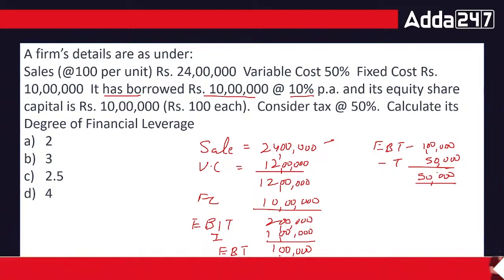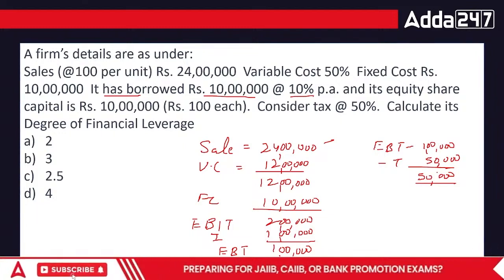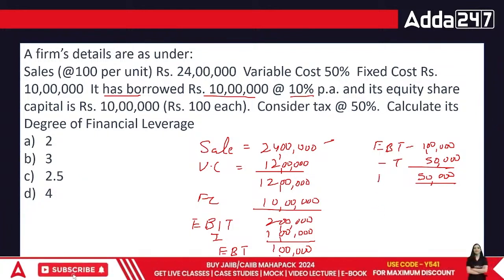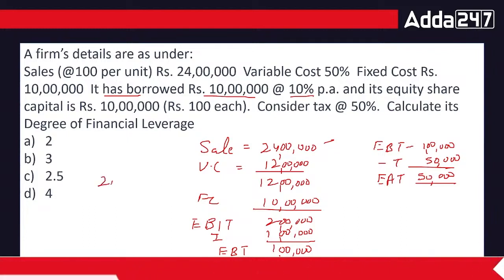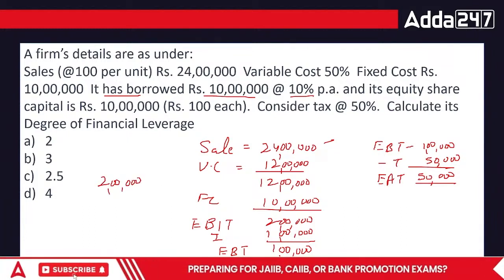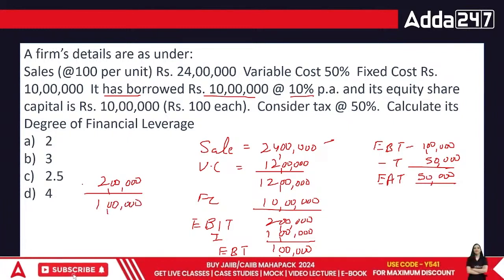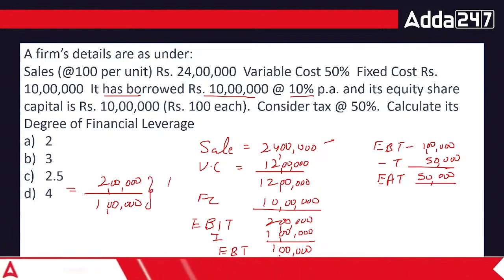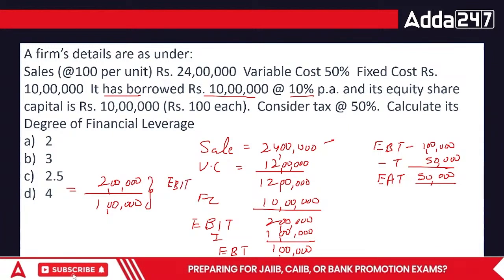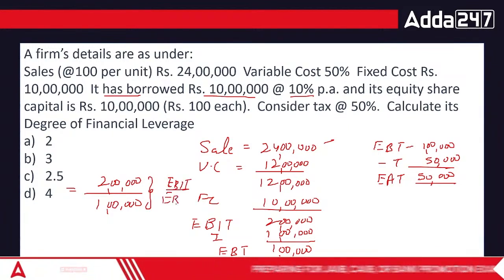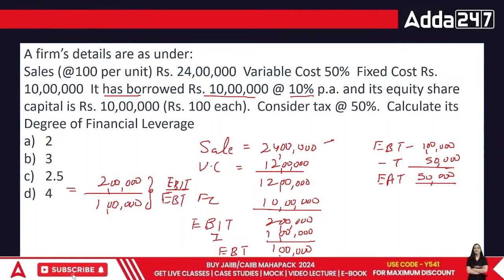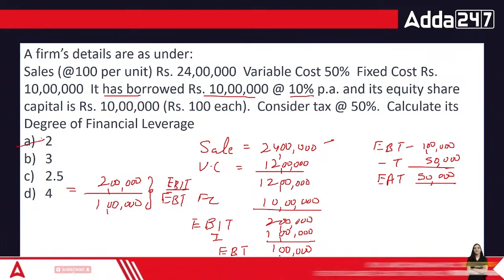So this is EBIT upon EBT. I've calculated everything for you. The basic reason is that you should understand how to go through it step by step. So we have EBIT divided by EBT. That is 2 lakh divided by 1 lakh. This is EBIT upon EBT. So in this case, the correct answer is 2.